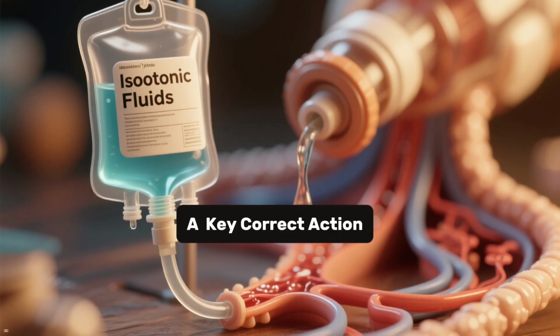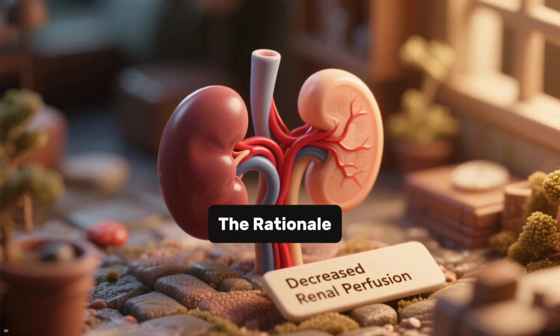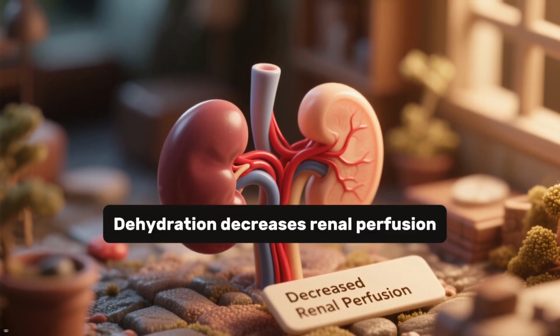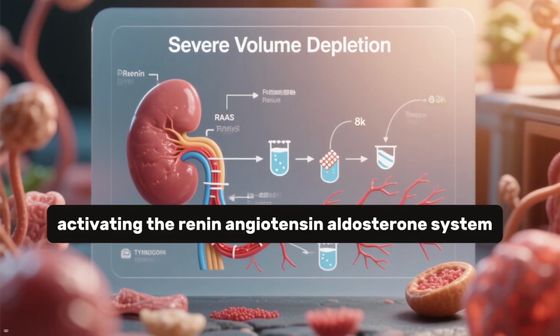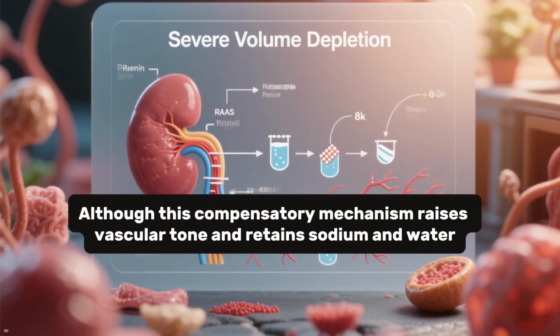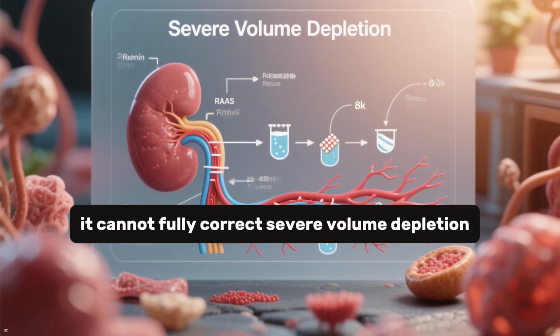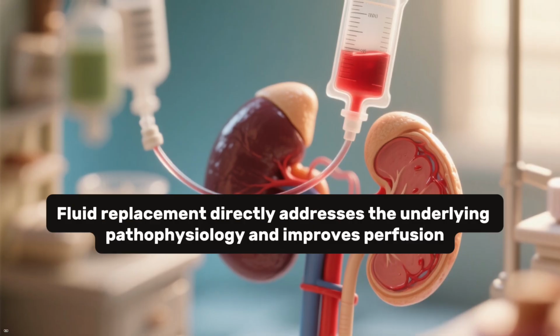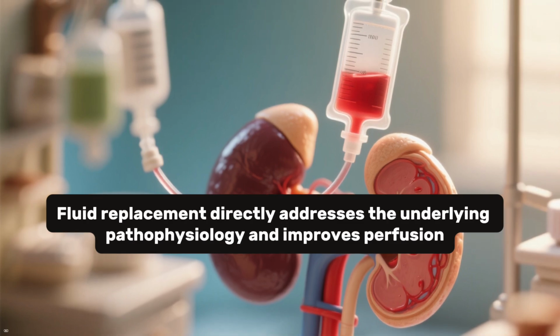A key correct action: administer isotonic intravenous fluids to restore circulating volume. The rationale: dehydration decreases renal perfusion, activating the Renin Angiotensin Aldosterone System. Although this compensatory mechanism raises vascular tone and retains sodium and water, it cannot fully correct severe volume depletion. Fluid replacement directly addresses the underlying pathophysiology and improves perfusion.